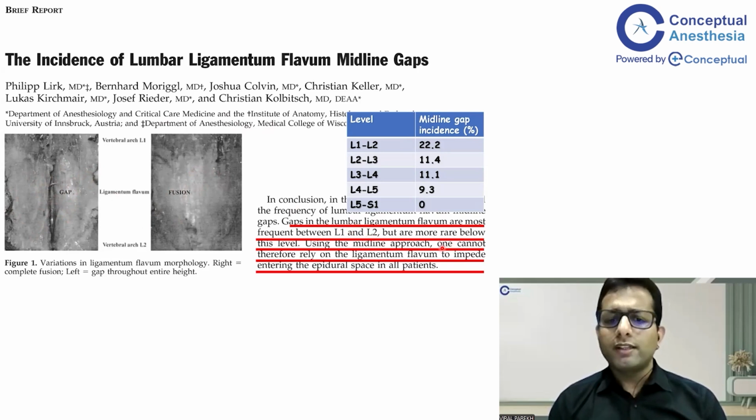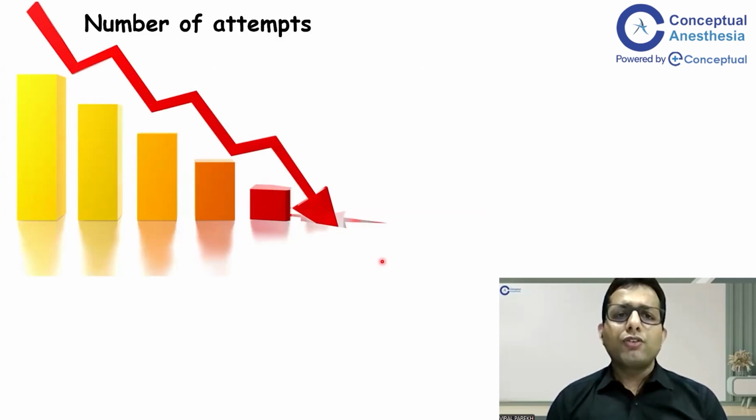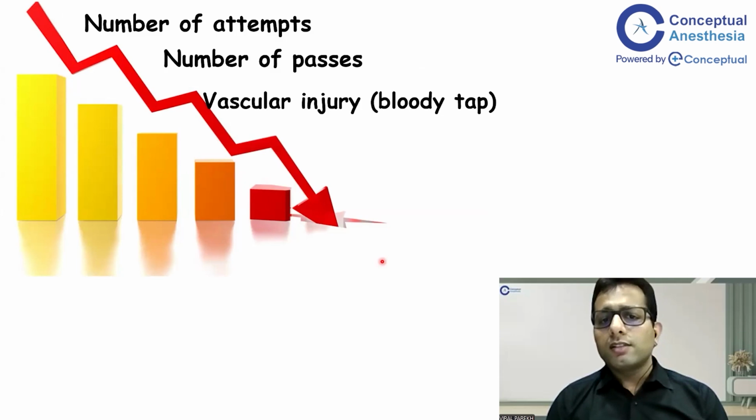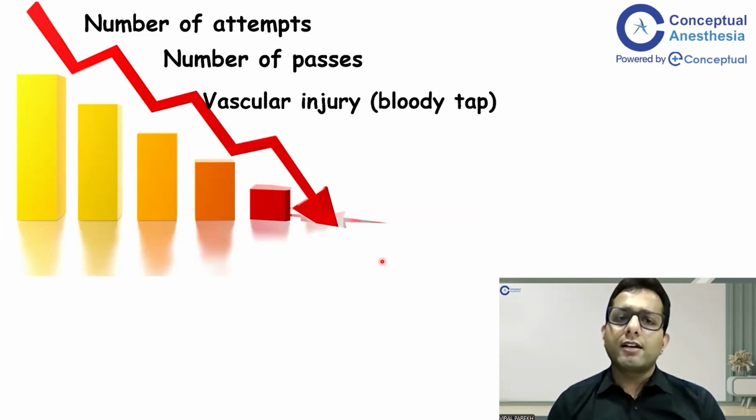Using the midline approach, one cannot therefore solely rely on the ligamentum flavum to impede entering the epidural space in all patients. So with the help of ultrasound, we can reduce the number of attempts. We can reduce the number of passes. There is a lower incidence of vascular injury. So now coming to number of attempts and number of passes. What is the number of attempts? You put a spinal needle in, you're pricking the patient, the needle is going in, you hit the bone, you remove the needle completely and you take another attempt. And number of passes is when you've inserted the needle, you've hit the bone, you have not removed the needle completely and you have redirected the needle. That corresponds to the number of passes.